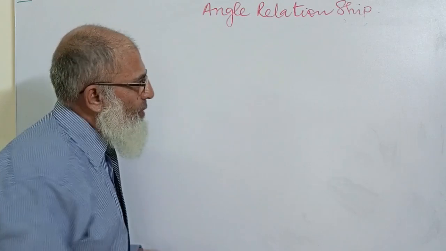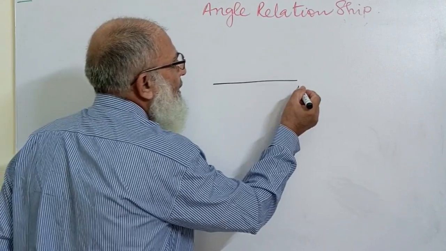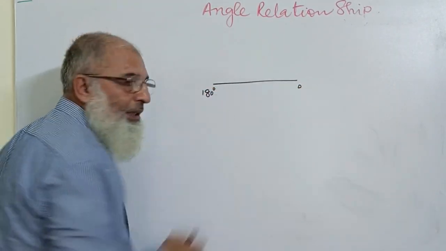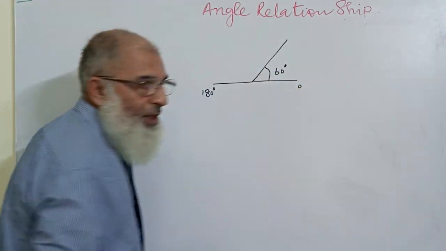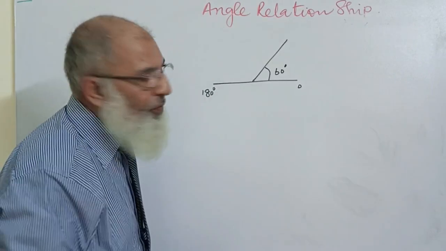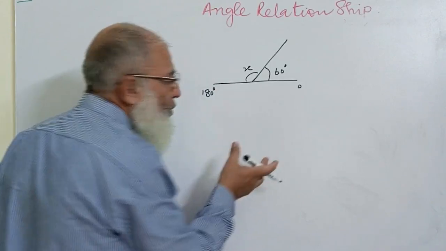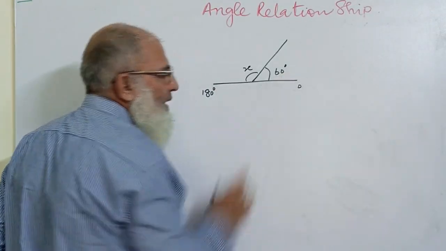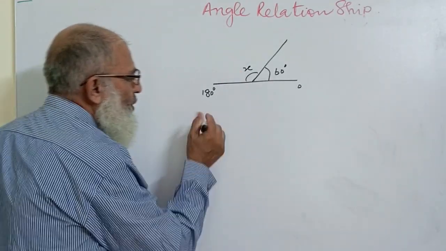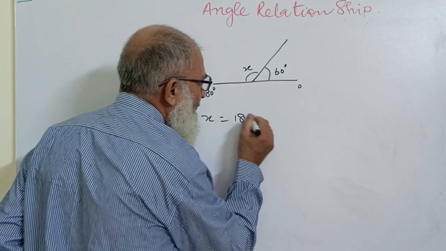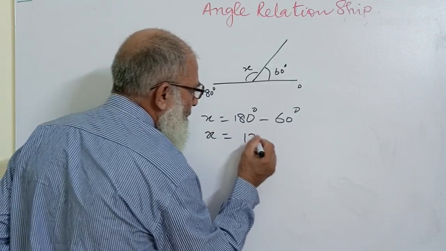How can it be possible? So suppose that this is a line, so you know that this is a 180 degree line, and if this angle is given as 60 degree, and you have to find this angle x, then of course when one angle is given, the whole angle is 180 degree, you have to find the x. So x is equal to 180 minus 60 degree. So x is equal to 120 degree.